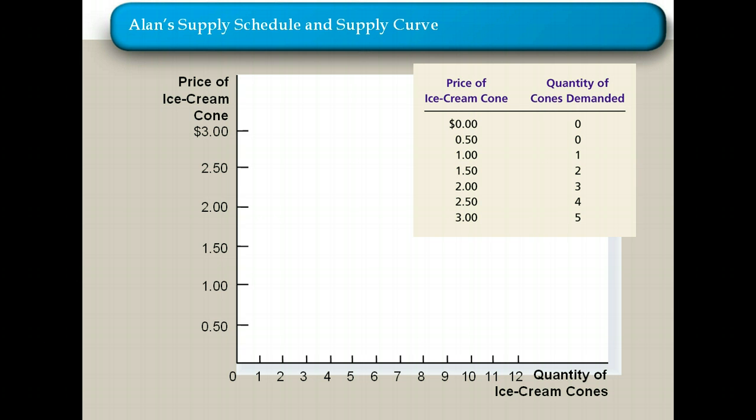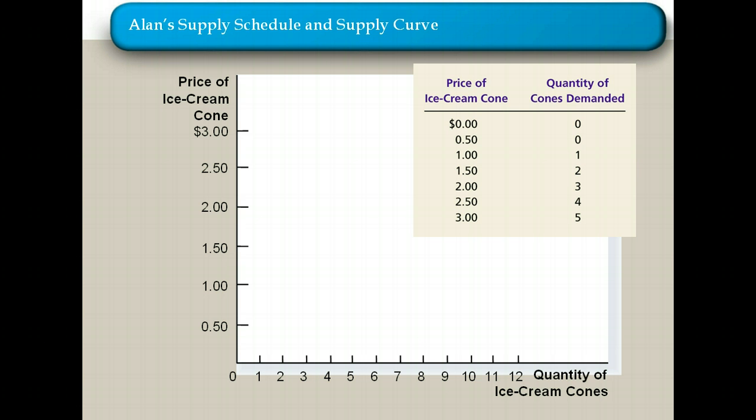At $0, Alan isn't willing to sell any goods. So really the first one is 0 and 0. We won't even mark it on the line. In fact, if we go up to 50 cents, for whatever reason, Alan's still not willing to sell any ice cream cones at 50 cents. Maybe the ice cream cones cost him more than 50 cents, so there's no reason for him to sell at 50 cents. We don't know why, but according to our table, he's not willing to sell any at 50 cents. So the first one we can really put on our graph will be at $1.